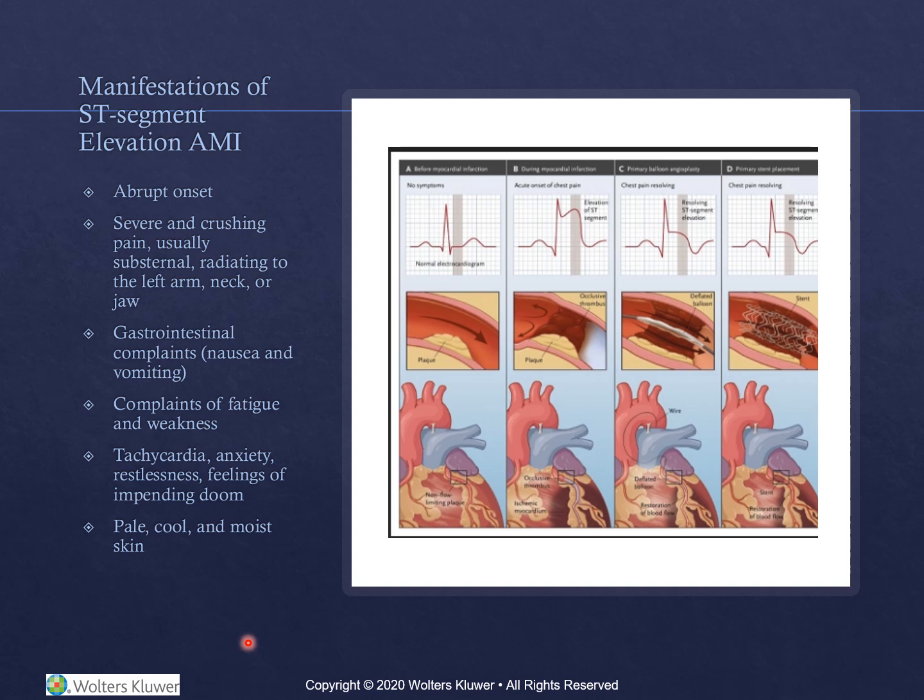They might experience more back pain. They might not experience significant chest pain at all. So we see that maybe in diabetic patients. We sometimes see that more often in women. So some of these classic symptoms are not always present. Another thing that we typically see are maybe gastrointestinal complaints like nausea and vomiting.